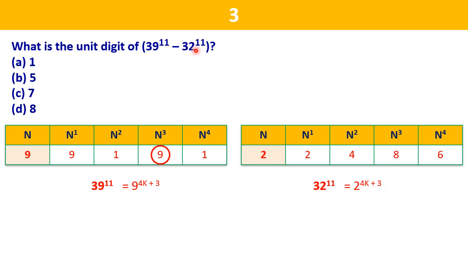I can write 11 as 4k plus 3, that is 8 plus 3. So the power cycle will stop at the third power, so 8 will appear in the unit place.